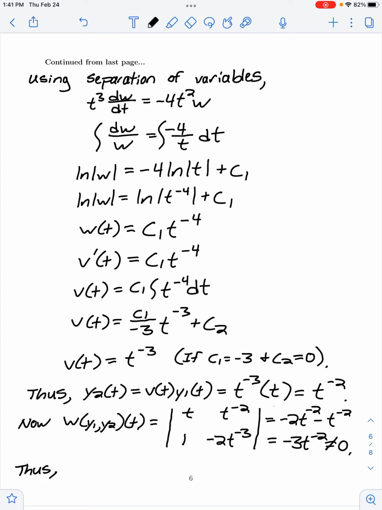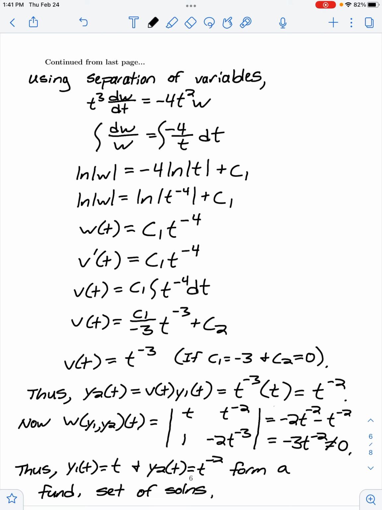So we have found that our two solutions, y1, which was t, and y2, which was t to the negative 2, form a fundamental set of solutions of our given differential equation, which means that the general solution is then just a linear combination of y1 and y2.